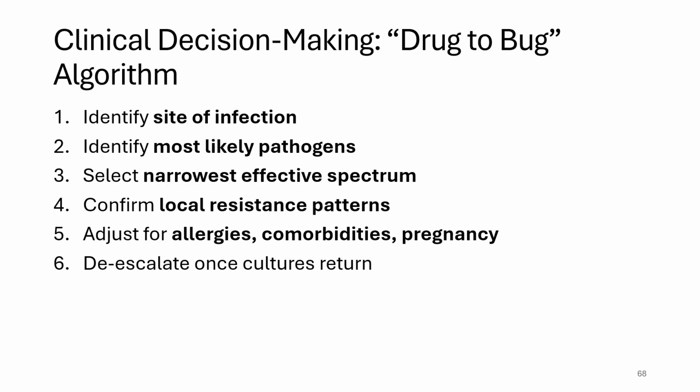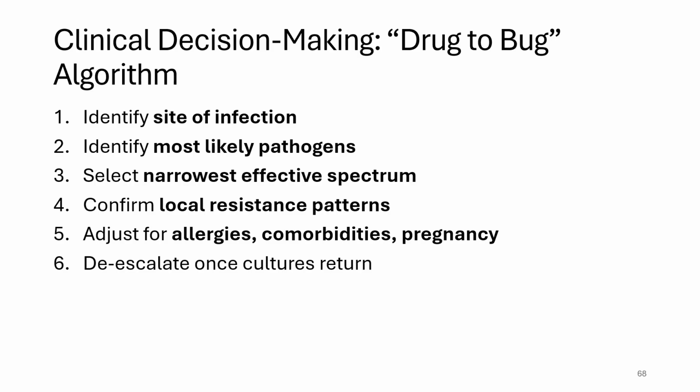Okay, so when we're trying to make a clinical decision and we're facing infections, either bacterial or viral, we want to identify where the infection is primarily located. This will help us identify the most likely pathogens. Then we're going to select the narrowest effective spectrum for that pathogen. We need to, if possible, confirm local resistance patterns. This is something that your hospital may publish for you, or you may see patterns when you get cultures.